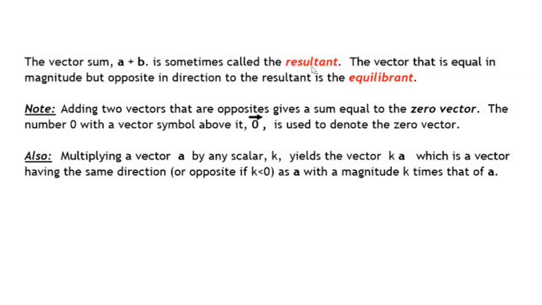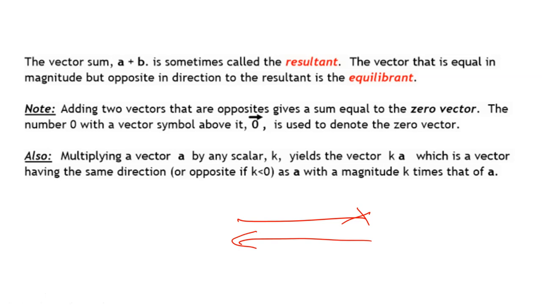But the one that is equal in magnitude to the resultant, but goes in the opposite direction, is referred to as equilibrium. When you add two vectors together that are opposite, it gives you what we call a zero vector. So if I have a vector that runs like this, and another vector that runs like this, they're both the same magnitude but run in opposite directions. If I add them together, I'm going to get 0.